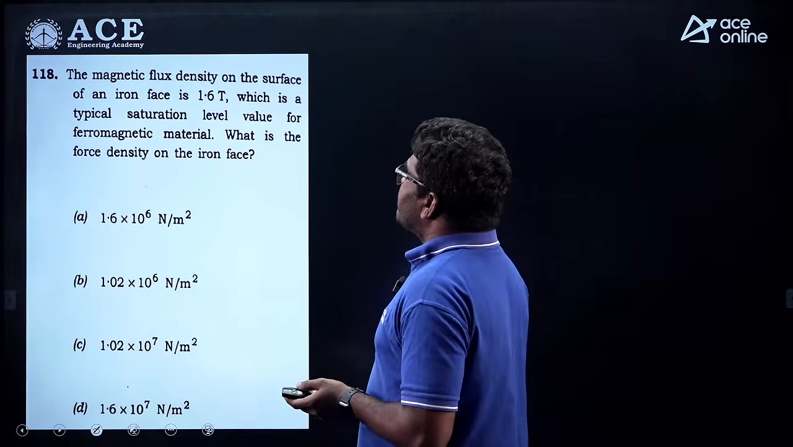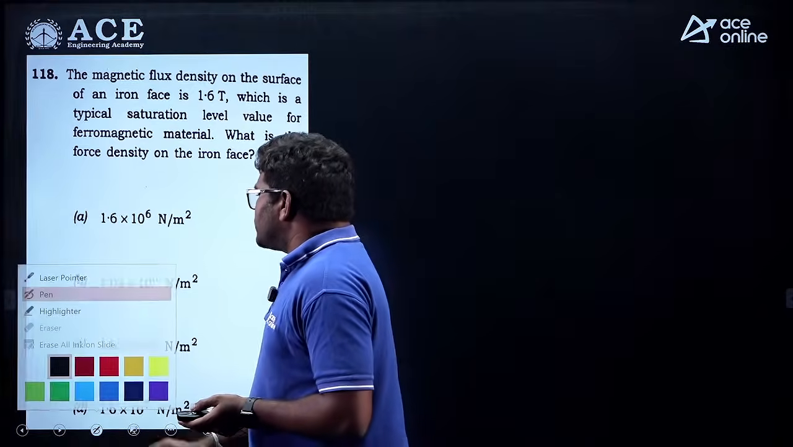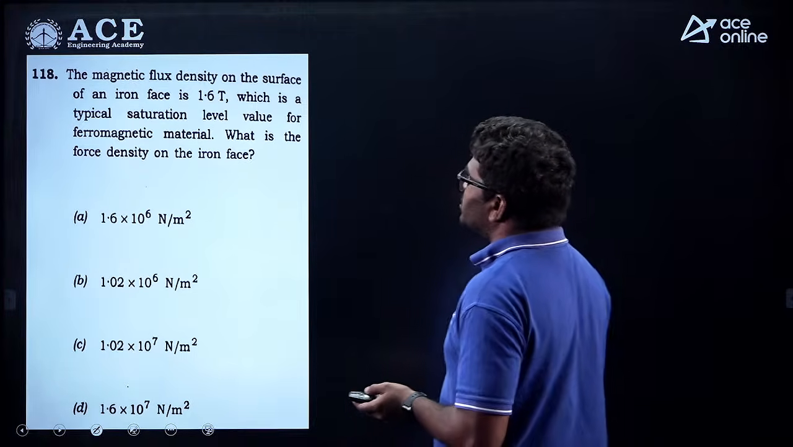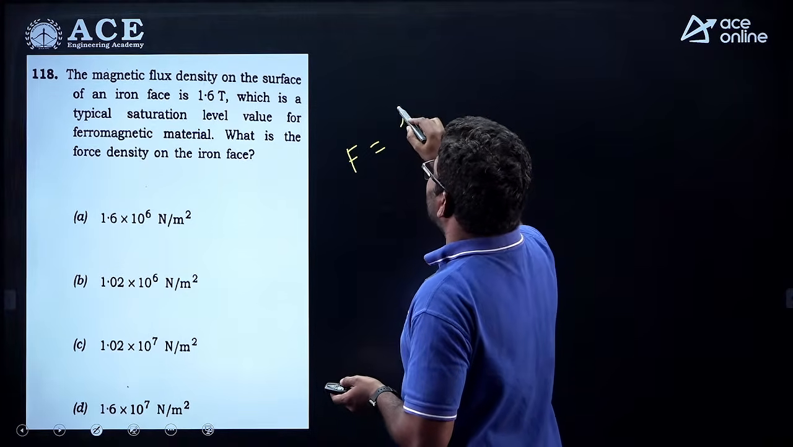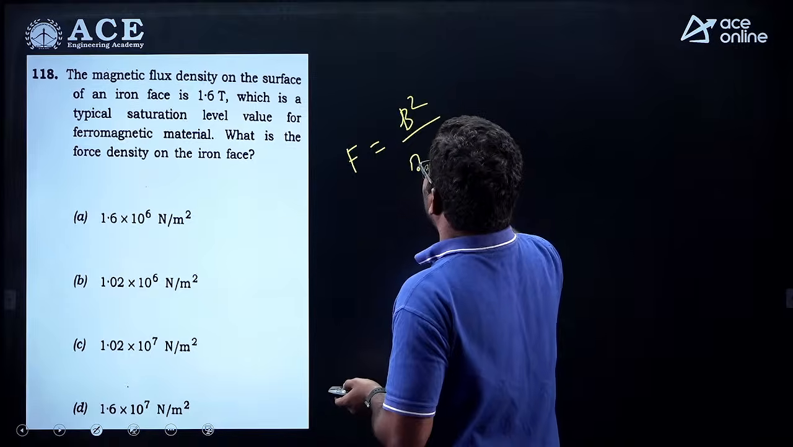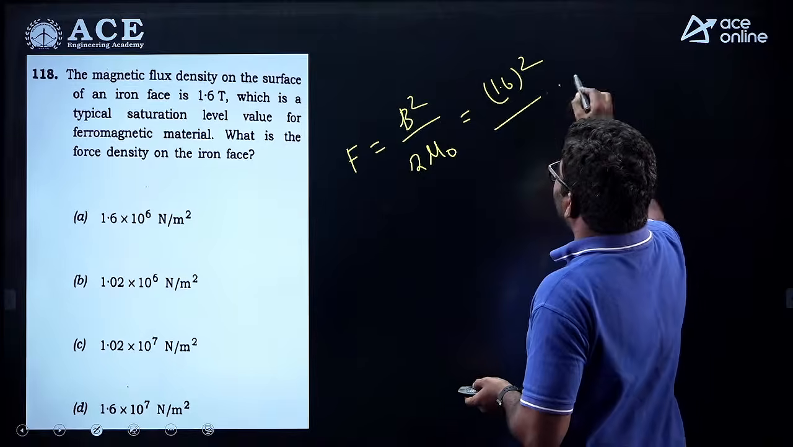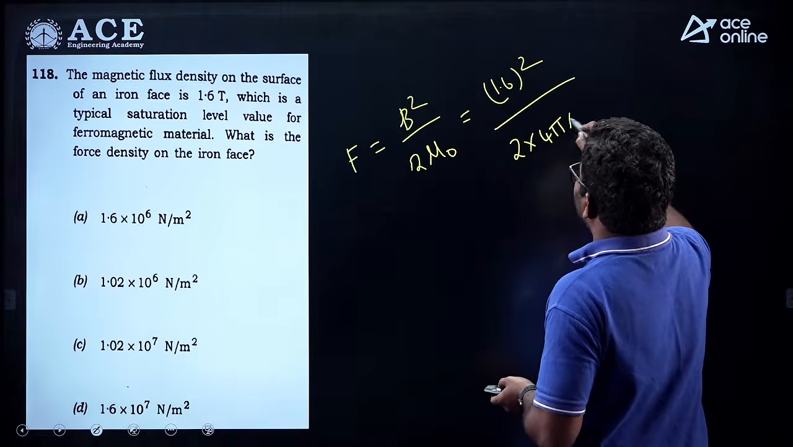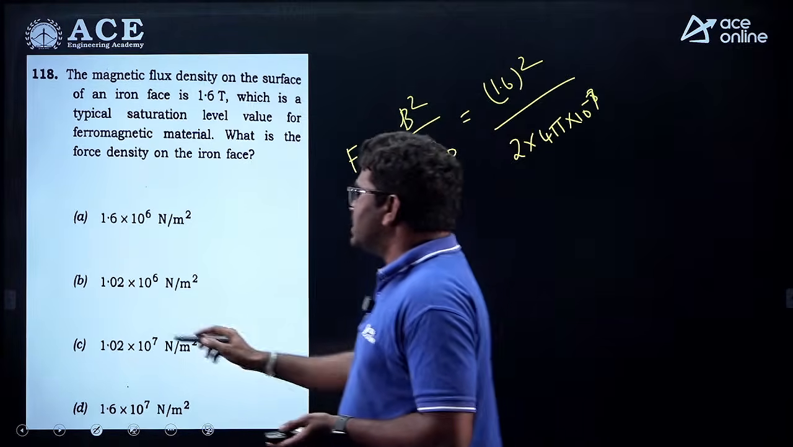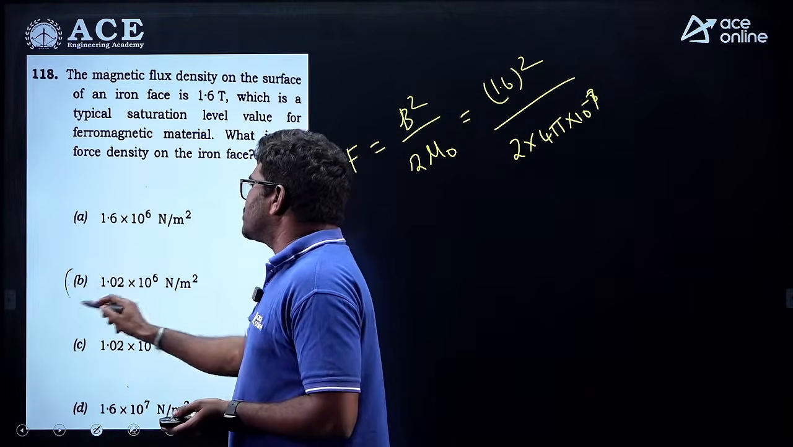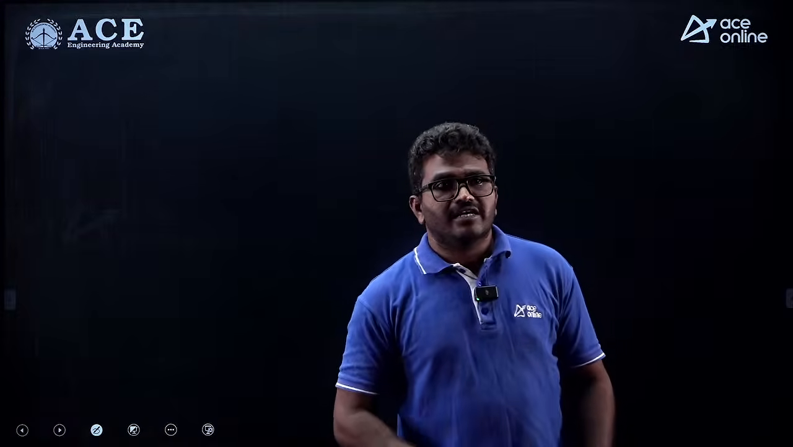Then the magnetic flux density on the surface of the iron phase is 1.6 Tesla, which is a typical saturation level value for ferromagnetic material. What is the force density function? Force density is equal to B square by 2 into mu naught. So 1.6 whole square by 2 into 4 pi into 10 power minus 7. By solving this, you will get the answer B. B is the correct answer for this question. So these are the questions from the electrical materials.